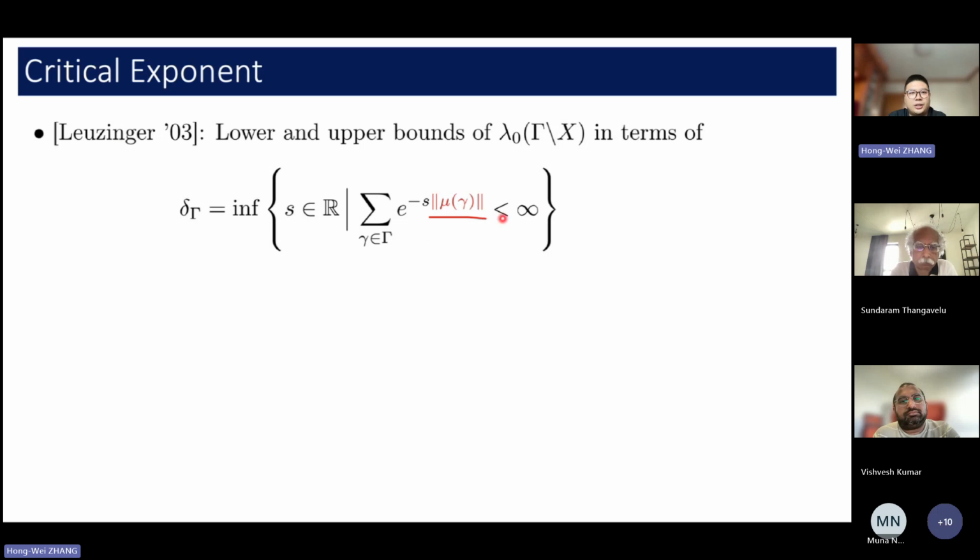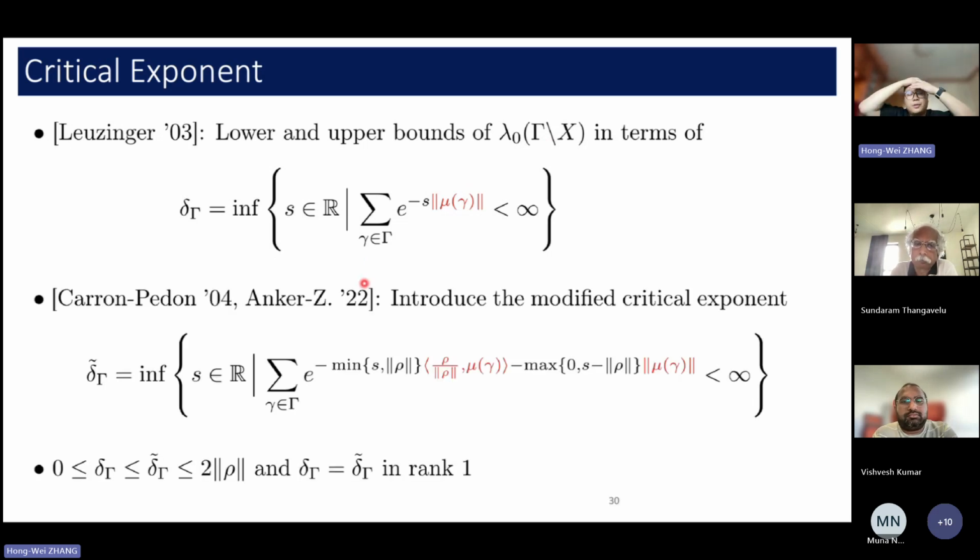But Lozanger used this kind of definition. This is the direct generalization of the Poincare series to higher rank. You can see that this quantity can only measure the length but not the direction. So he gets only lower and upper bounds of lambda 0, but not the characterization. So with Jean-Philippe, we introduced what we call the modified Poincare series, which means the Poincare series equipped with a modified distance.